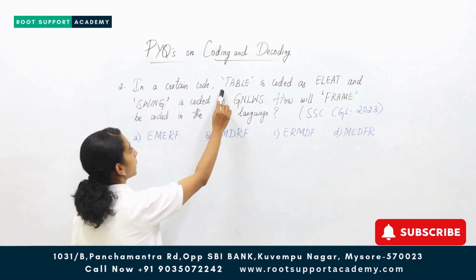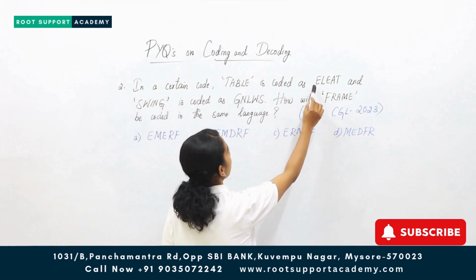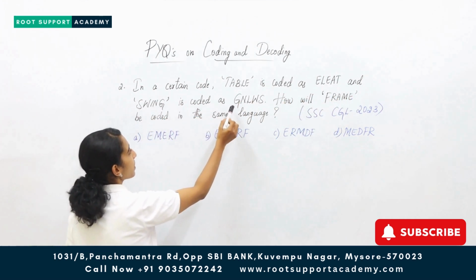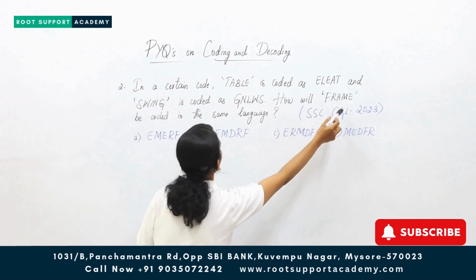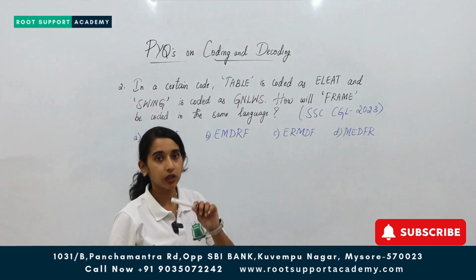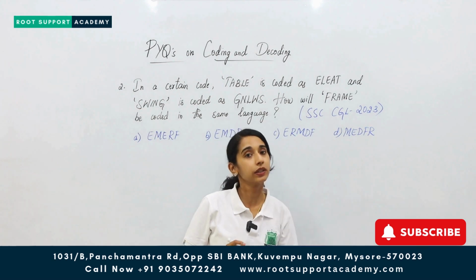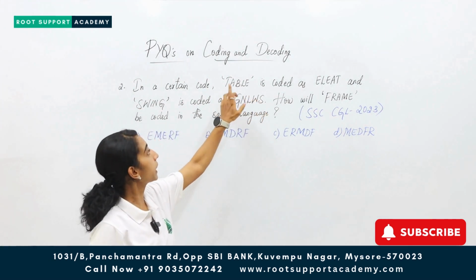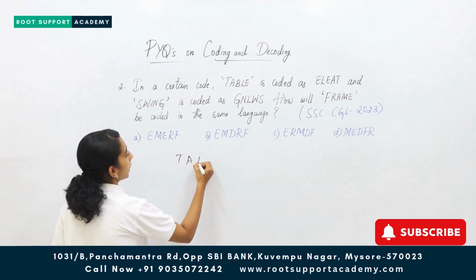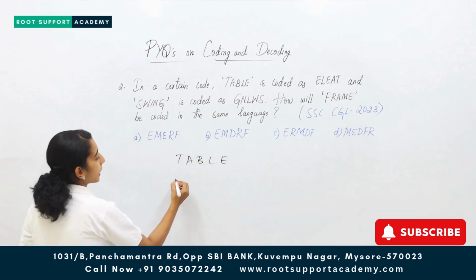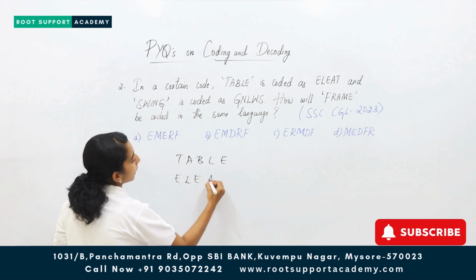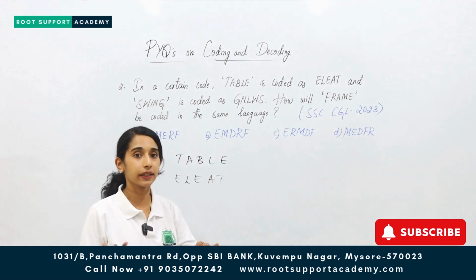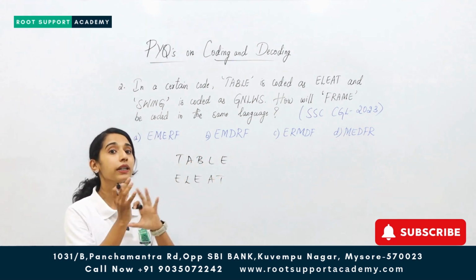Next question. In a certain code, TABLE is coded as ELEAT and SWING is coded as GNLWS. How will FRAME be coded in the same language? This question is from SSC CGL 2023. First let us understand what they have done. TABLE is written as ELEAT. They have not used the position of the numbers, nor substituted any other alphabet. They have interchanged the positions of the alphabets.